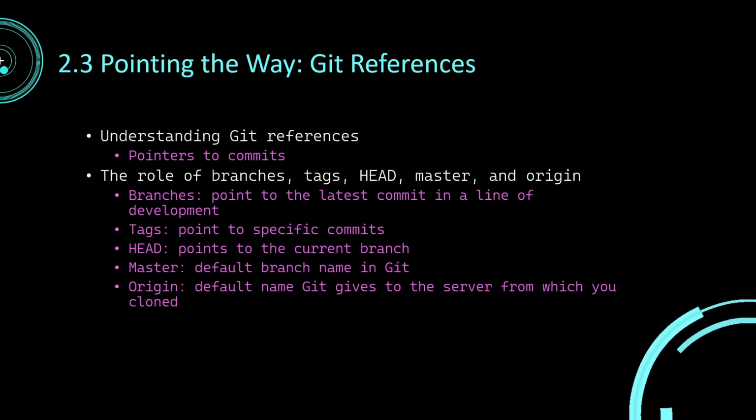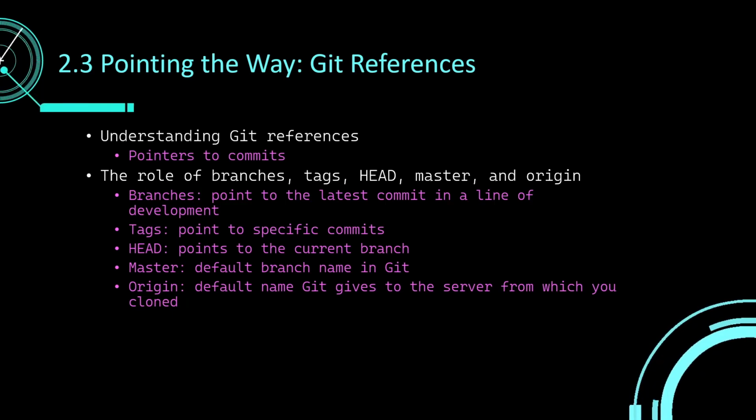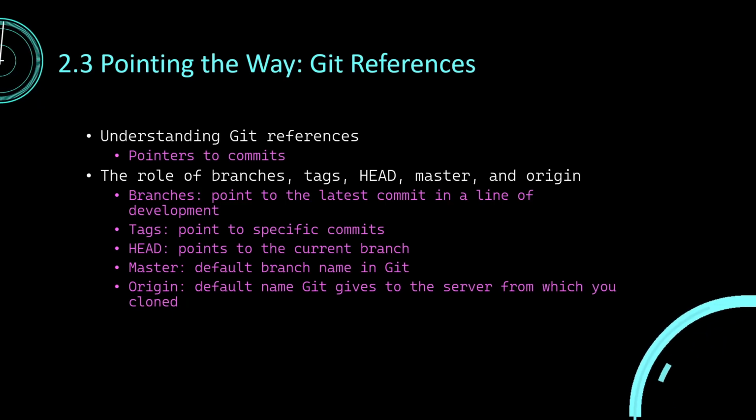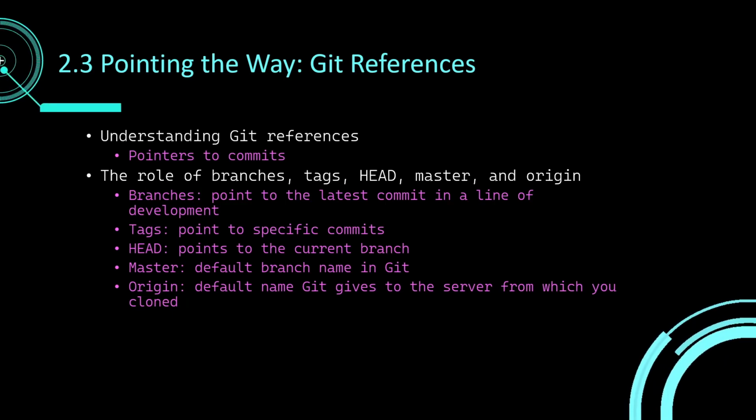But there are a few key types of signposts. One of them, as we talked about before, is tags, and another one is branches. So think of branches as dynamic pointers. They always stay at the top of our progress. They point to the latest commit in a sequence of developments.